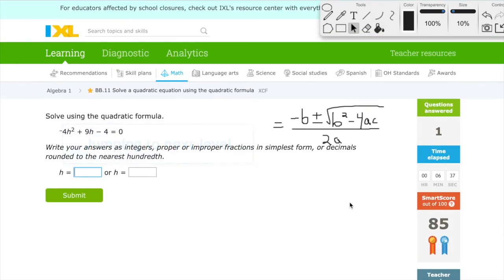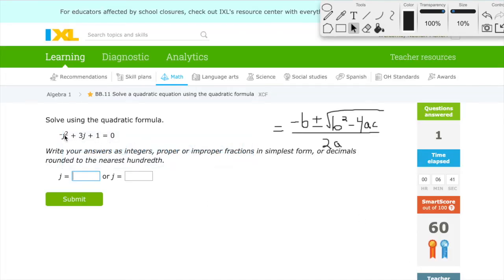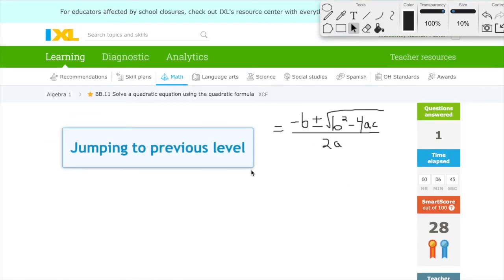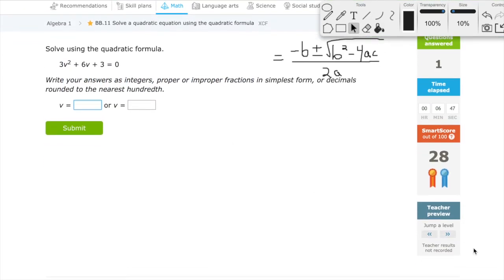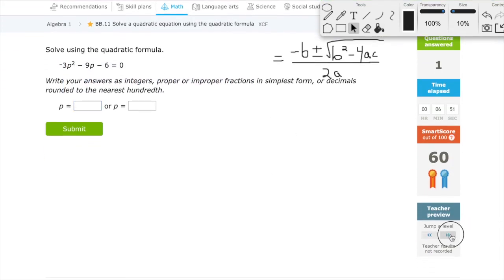Let's see. So here they're just throwing like a negative 1 at you. That's not really that different. Okay, maybe nothing crazy here.